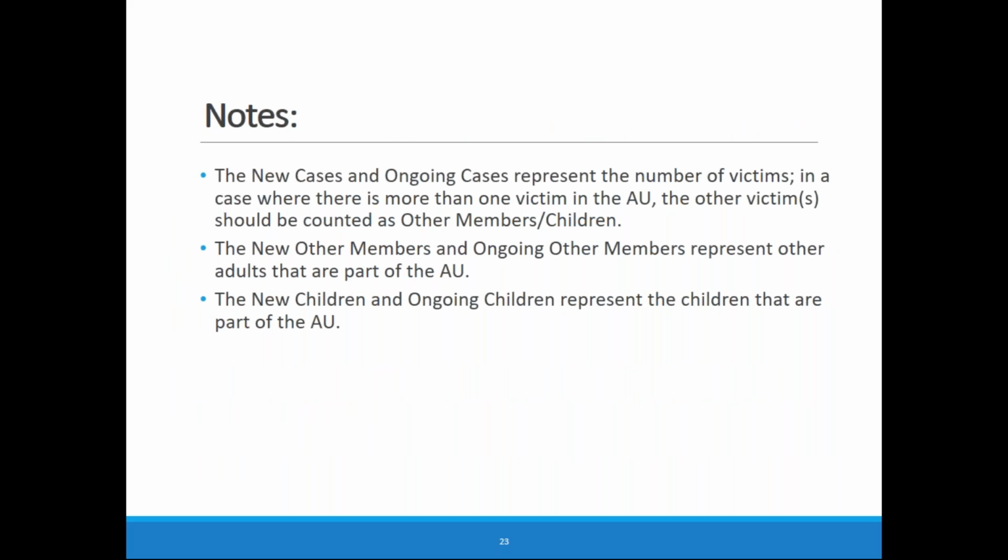Please note that new cases and ongoing cases represent the number of victims. In a case where there is more than one victim in the assistance unit, the other victims should be counted as other members or children. The new other members and ongoing other members represent other adults that are part of the assistance unit. The new children and ongoing children represent the children that are part of the assistance unit.